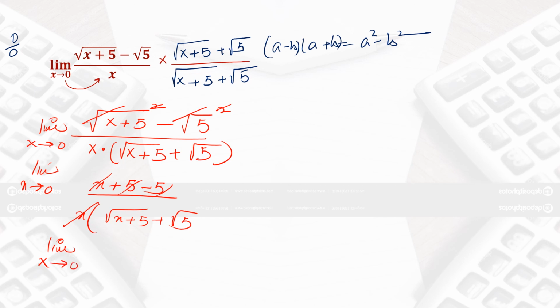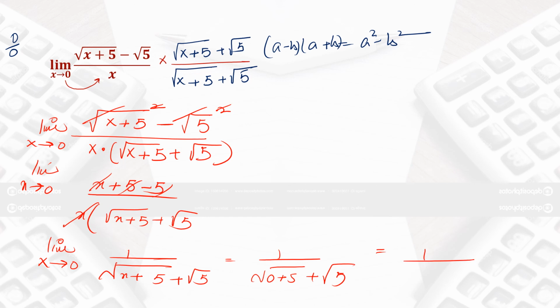Now x approaches 0, 1 over square root of x plus 5 plus square root of 5. Apply the limit and you will get square root of 0 plus 5 plus square root of 5. Write it in the calculator or do it mentally. You will get 2 square root of 5. And that is your answer for the rationalization.